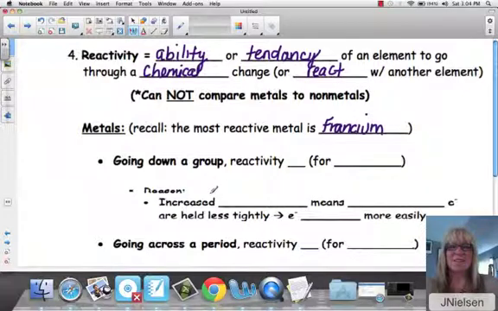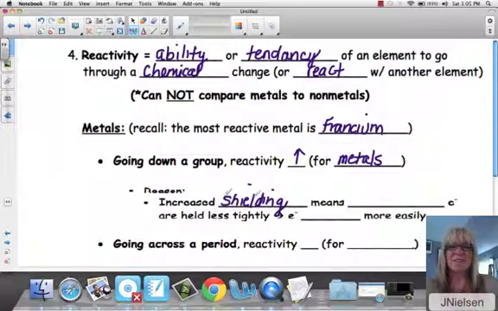And going down a group, reactivity increases for metals because we're getting closer to francium. And one of the main reasons is because there is increased shielding. Remember the whole when you reach in and grab the trunk of the Christmas tree, which balls fall off faster analogy? And it's the balls on the end of the branch. Why? Because they're less stable. You have all the balls in the middle of the branch that shield it from the trunk, which is stable.